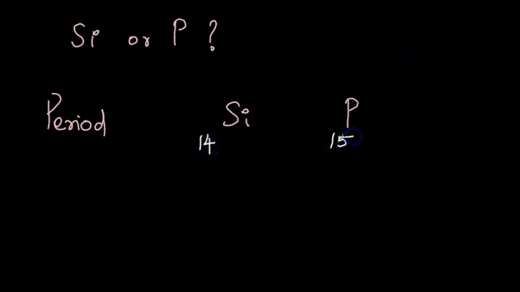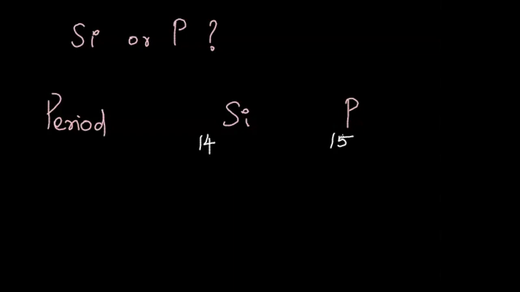Which atom is larger, silicon or phosphorus? To understand where they are placed in the periodic table, let's just look at their atomic numbers. Silicon has the atomic number 14, while phosphorus has the atomic number 15, which means that silicon is on the left of phosphorus and they are members of the same period.